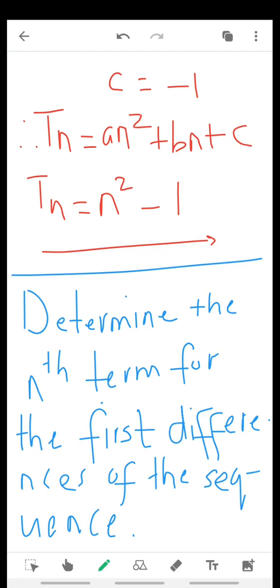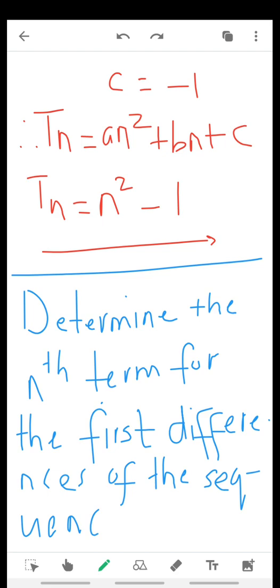So the formula for the quadratic sequence is Tn equals an squared plus bn plus c. Then we substitute. Remember, A is 1, so usually we don't show 1. You remember, 1n squared is just n squared. Plus, what is B? B is 0. What is 0 times n? 0. So bn is gone. Then plus c. What is our c? It's -1. Therefore, the full formula will then be Tn equals n squared minus 1.